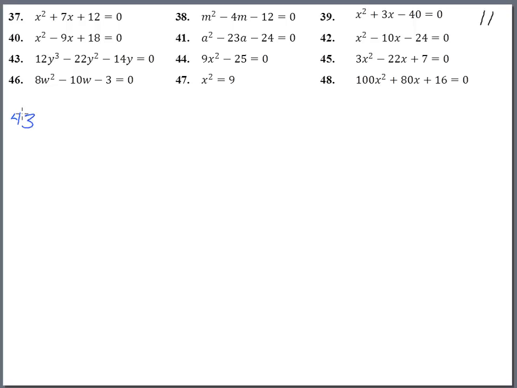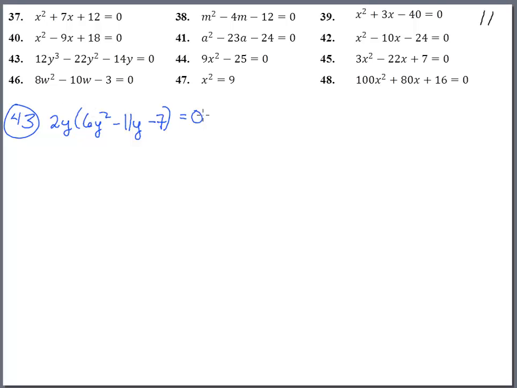Number 43. 12y cubed minus 22y squared minus 14y. It's equal to 0. That's great. So we now have to take out anything we can. Let me see. Looks like we could take out a 2 and a y out of everything. So we get 2y, and we're left with 6y squared minus 11y minus 7 equals 0. Now we've got to factor this. Ooh, the leading coefficient is a 6. That means we're going to have to do a little bit of multiplication here.